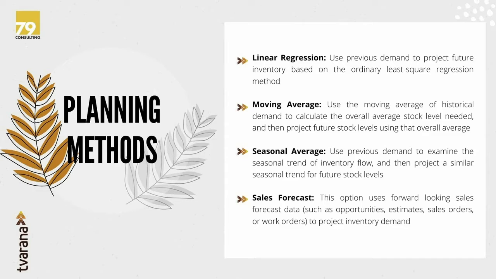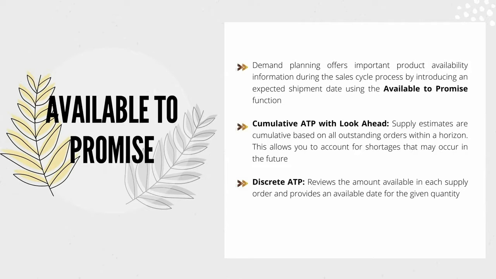Eric, you just mentioned available to promise. Could you please go over that functionality? Sure. What NetSuite calls available to promise, or ATP, which is included in NetSuite demand planning, you can determine with one of two different calculations. The first one is called cumulative available to promise with look ahead. When you're using the cumulative option, supply estimates are cumulative based on all outstanding orders within a horizon. This allows you to account for shortages that may occur in the future.